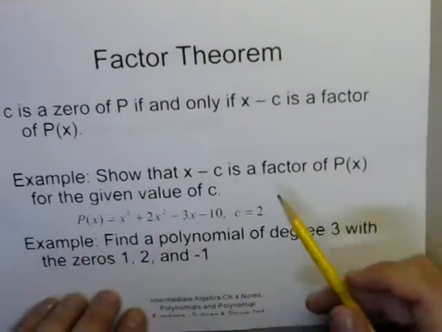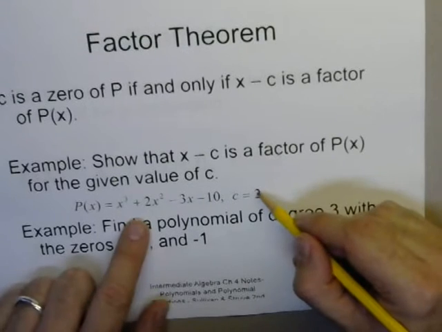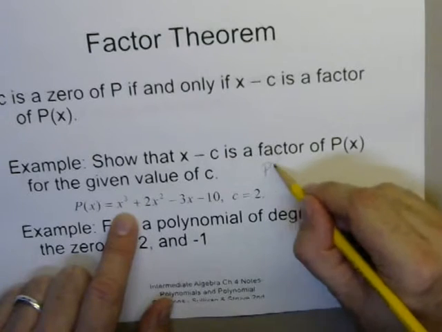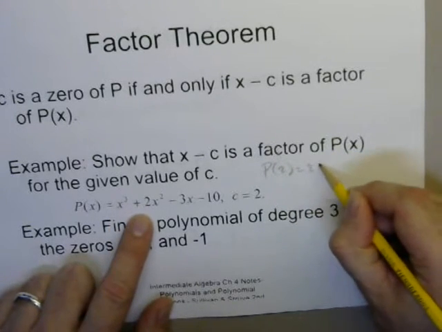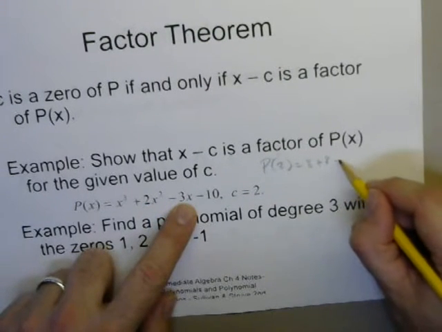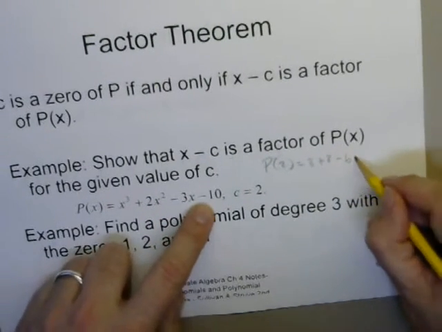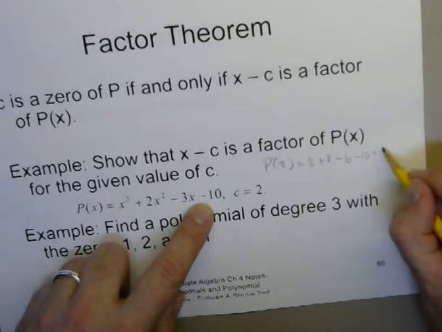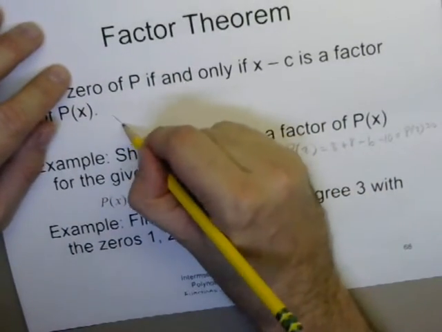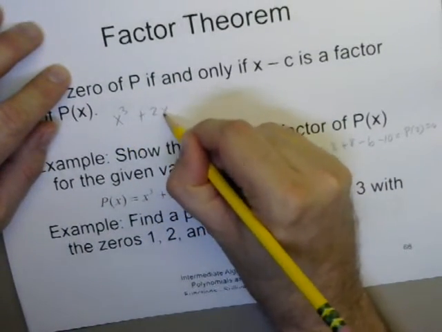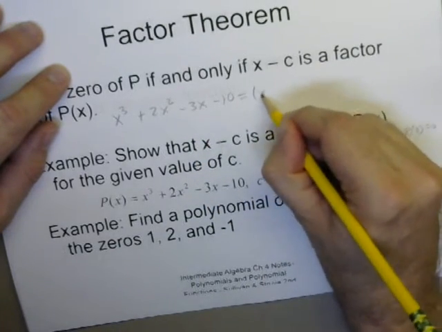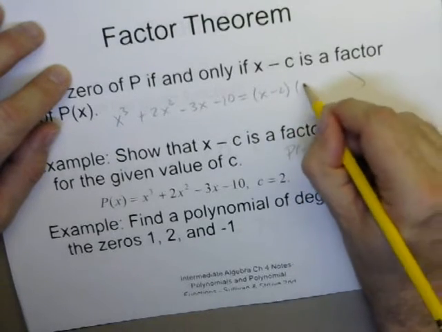Let's say, for example, we wanted to show that x minus 2 is a factor of this, right? So what you could do is just figure out p of 2. That'll be 8 plus 2 times 4, which would be another 8, minus 2 times 3, which would be 6, minus 10. So you do get p of 2 is equal to 0, and that would mean that you can write x cubed plus 2x squared minus 3x minus 10 as x minus 2 times some quotient polynomial.